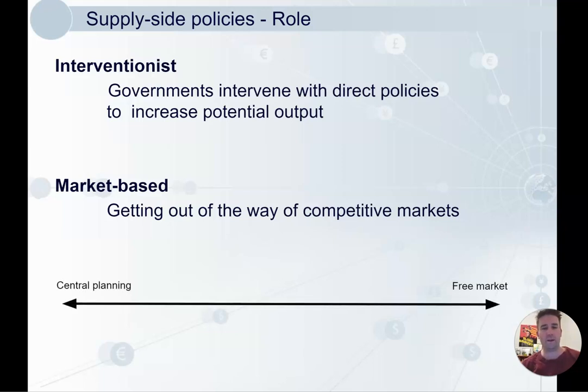So a way of thinking about these policies is that interventionist is when the government gets more involved, they intervene. It's more towards a central planning economic system, whereas a market-based policy is the government withdrawing any intervention, and therefore it's more like a free market economic system. Of course, we don't reach these extremes with these policies, but that's where they're moving towards on the spectrum, I guess.